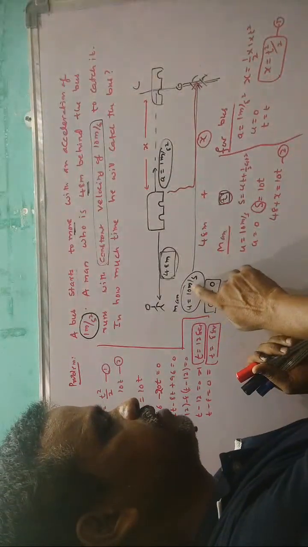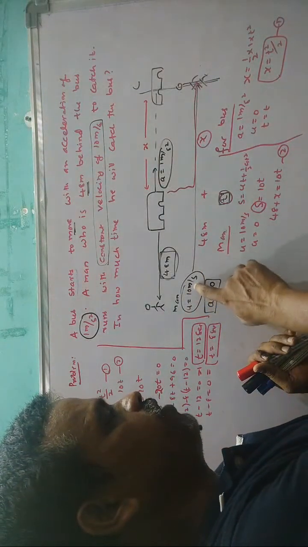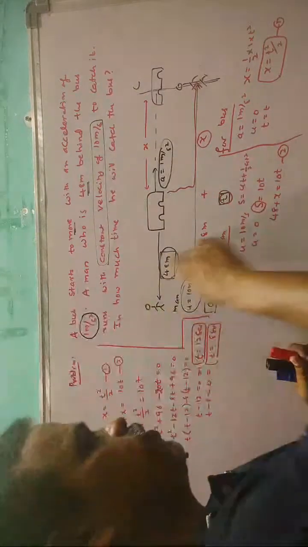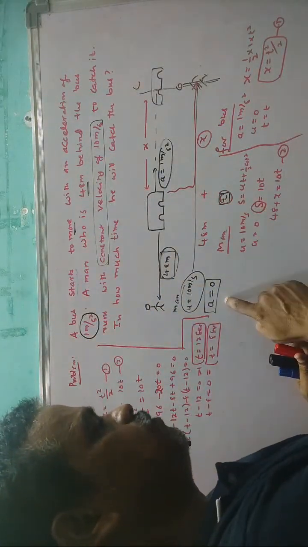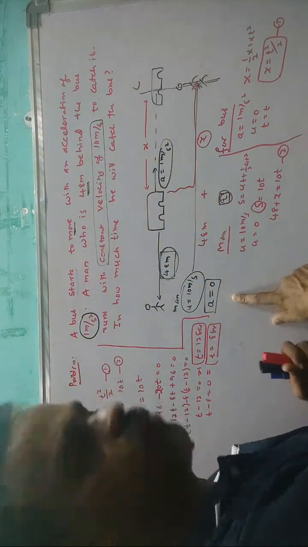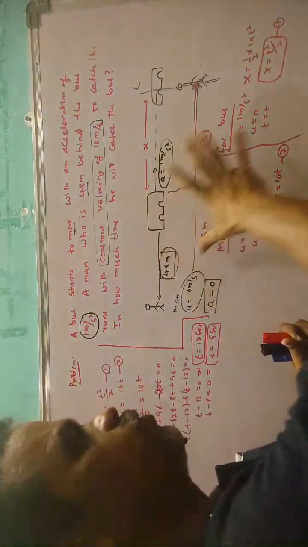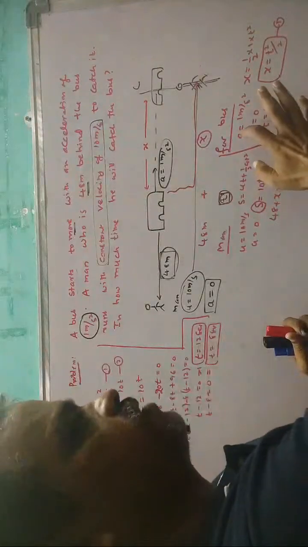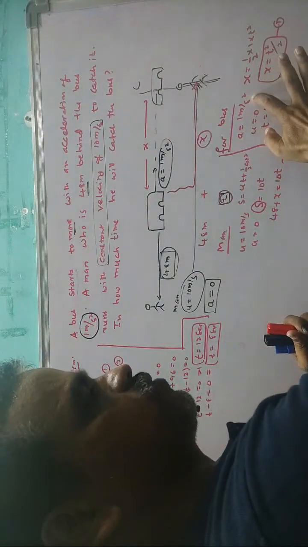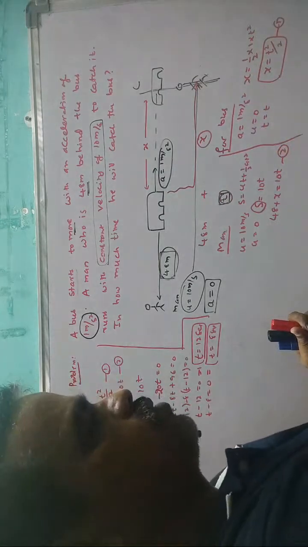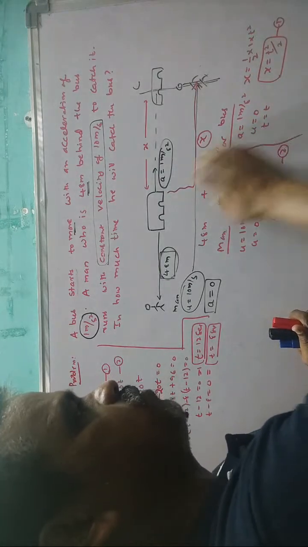So he is running with 10 meter per second with uniform velocity. He has to catch the bus running with uniform velocity. For any body moving uniformly, the acceleration is equal to 0. So we have two cases here. For the bus, what is happening? The bus is moving with 1 meter per second square. Its initial velocity is 0. So in t time, the bus started here.